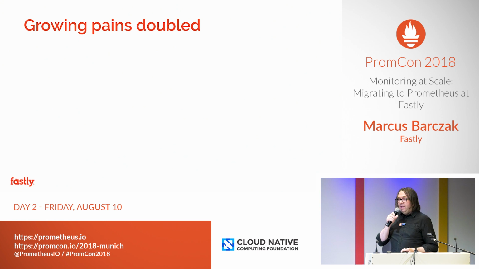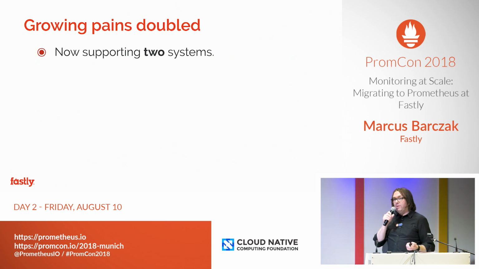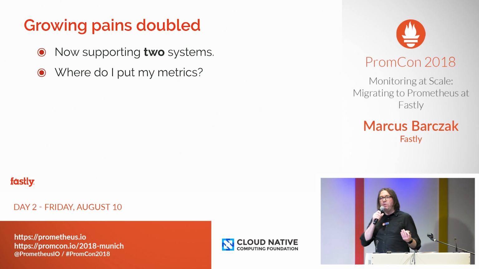So the resulting situation there is now we've just doubled our pains. We're now supporting two systems. So we have metrics going to two separate systems. There's the perennial question around where do I put my metrics? Do I put them in Ganglia? Do I put them in Datadog? Do I put them in both?